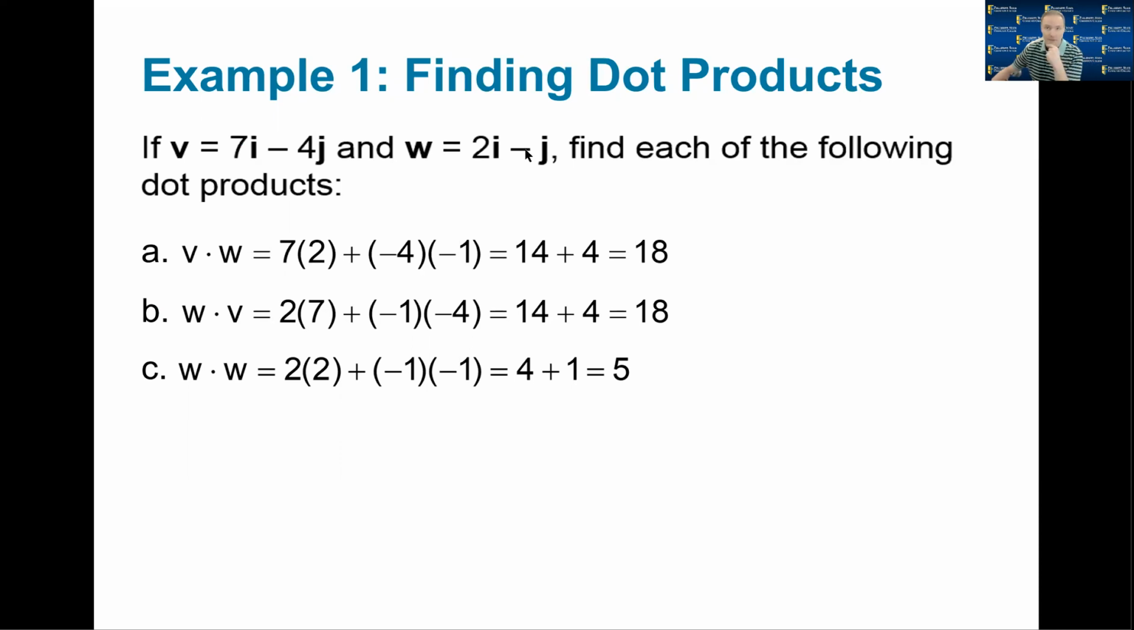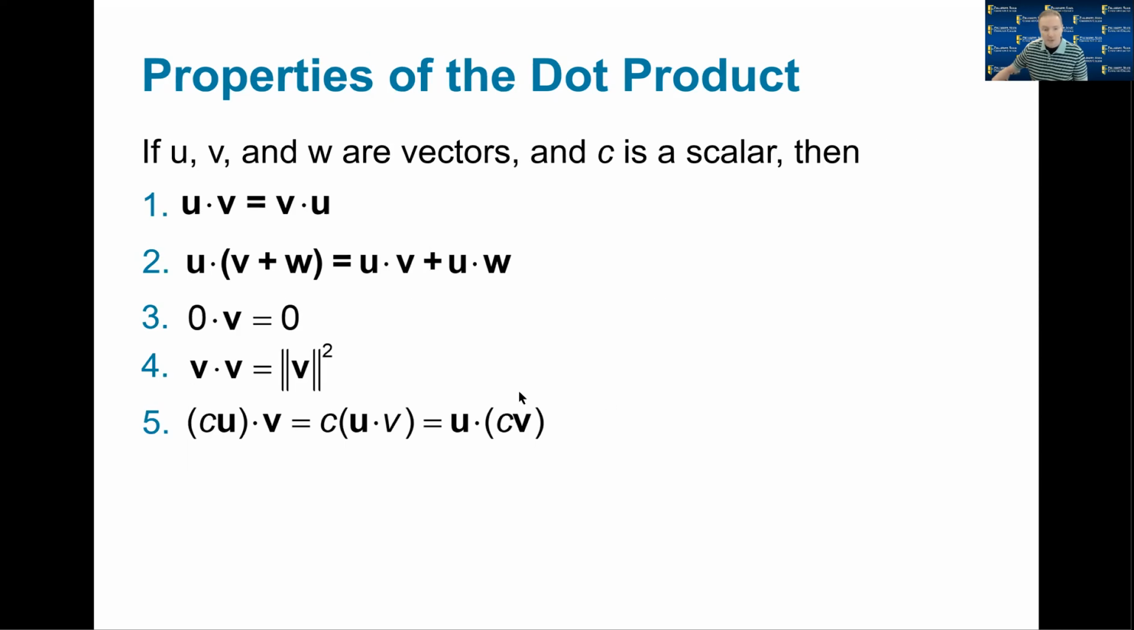And you said, well, that's going to be 2 plus 1. That's the square root of 5. Well, notice the answer we get for W dot W. We get a 5, which is nothing more than the square of the magnitude of W. So I can say, okay, that's pretty useful information.